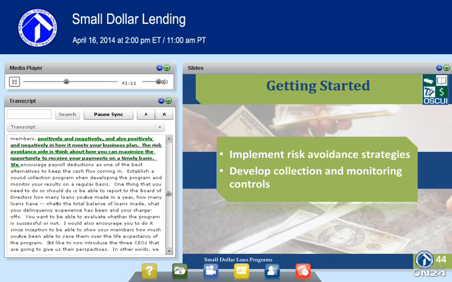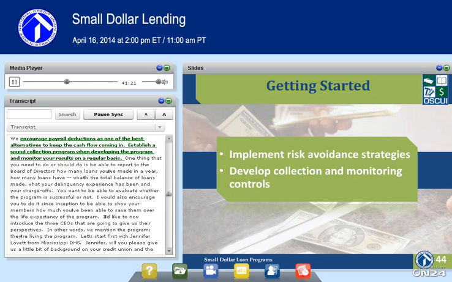The risk avoidance side is think about how you can maximize the opportunity to receive your payments on a timely basis. We encourage payroll deductions as one of the best alternatives to keep the cash flow coming in. Establish a sound collection program when developing the program, and monitor your results on a regular basis.